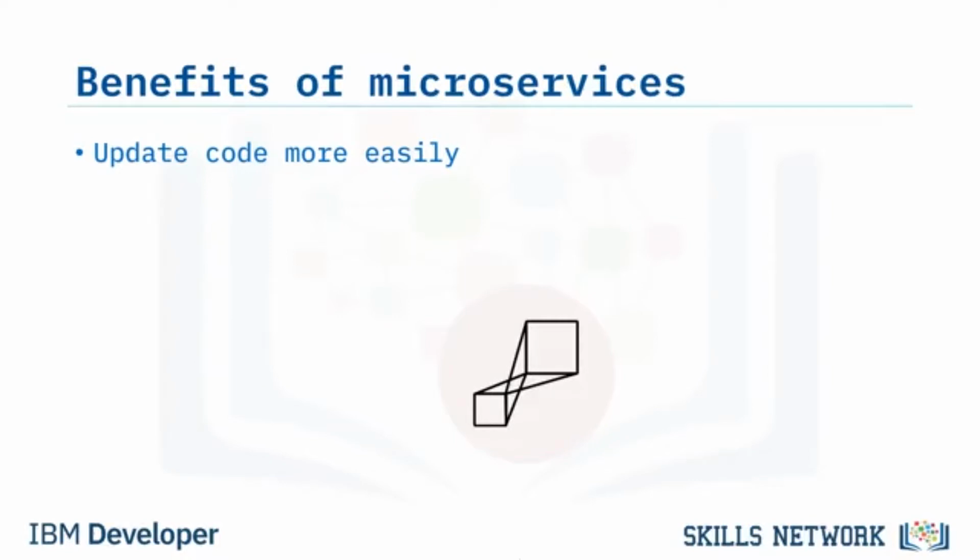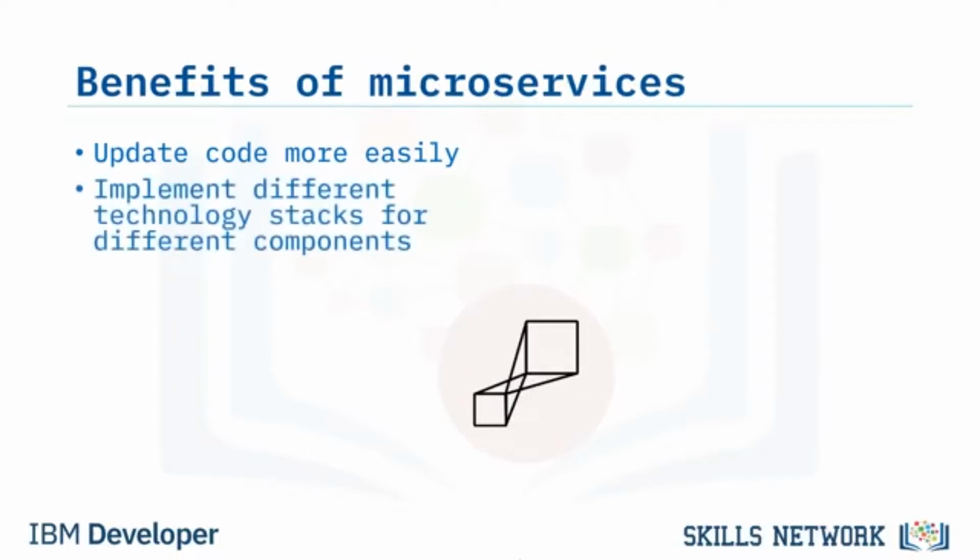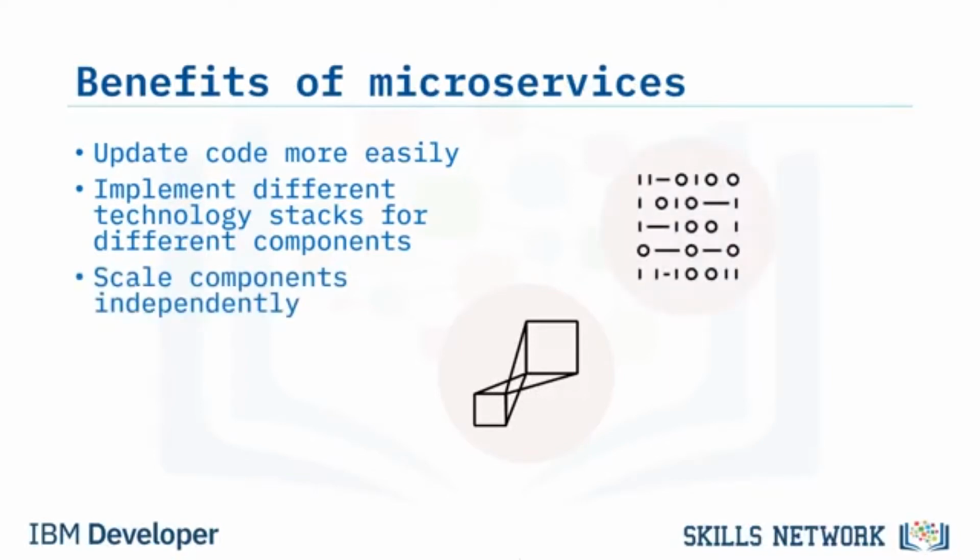Updating code is more manageable with microservices. You only need to update the relevant services. With microservices, teams who develop different application components are free to use other technology stacks that meet their unique needs. In addition, when an application is running, components that experience more load can be scaled independently, preventing the entire application from needing to be scaled when only one component requires more resources.